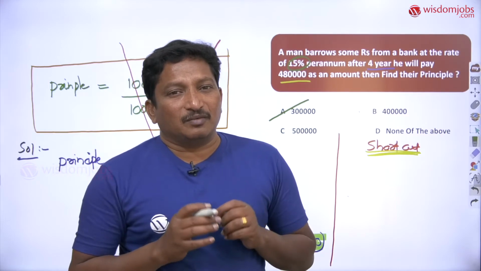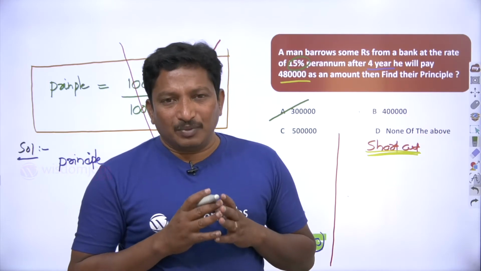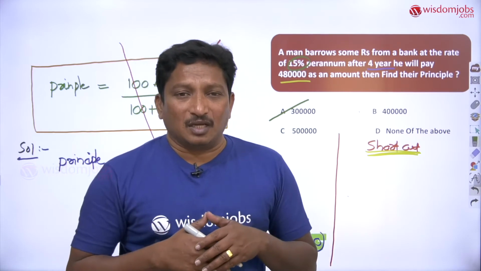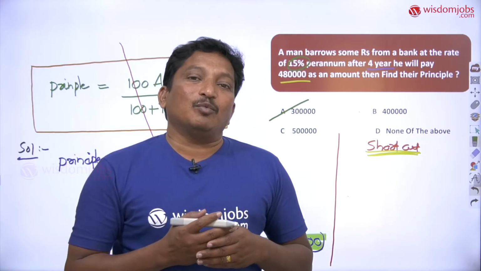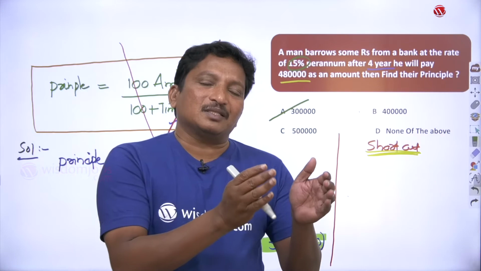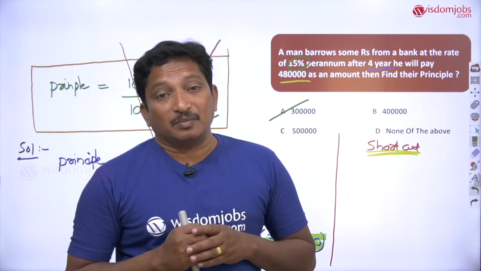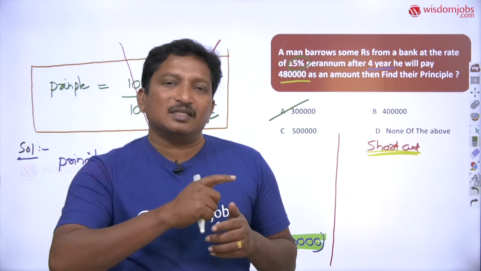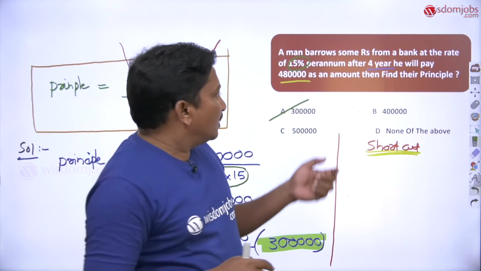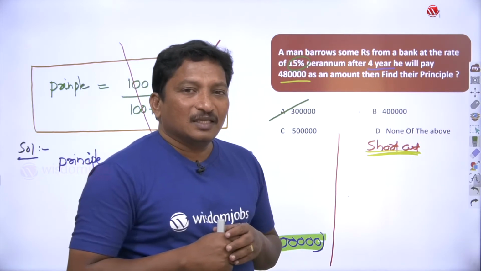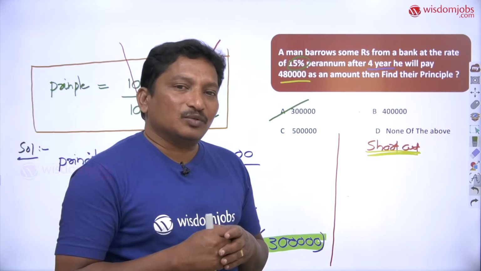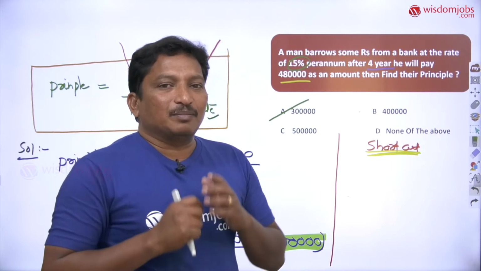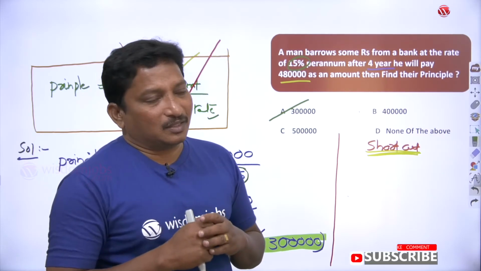Dear students, when we maintain the logical approach or common sense to crack the question, the amount is nothing but our principal plus our interest. Due to that reason, here 4,80,000 is the amount, which means it is the interest plus the principal.